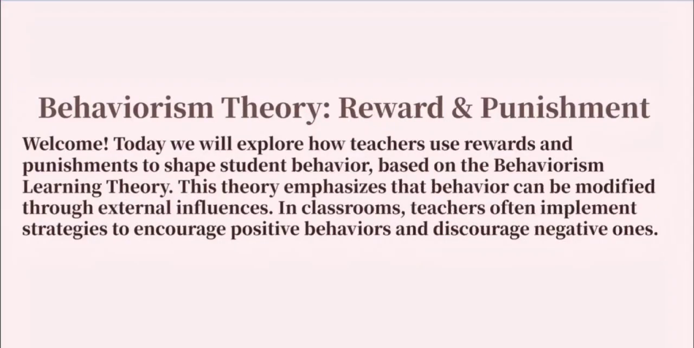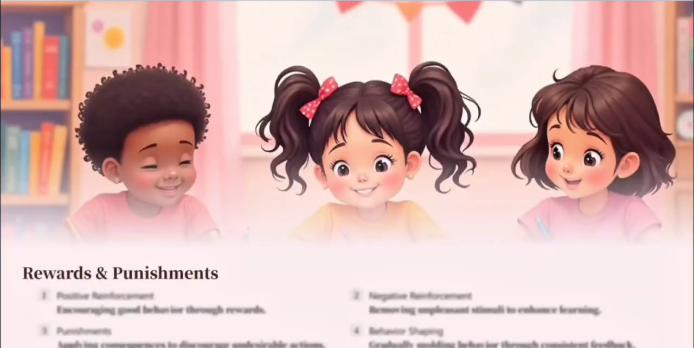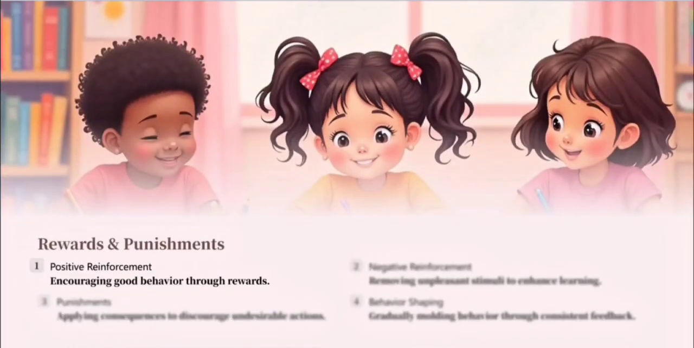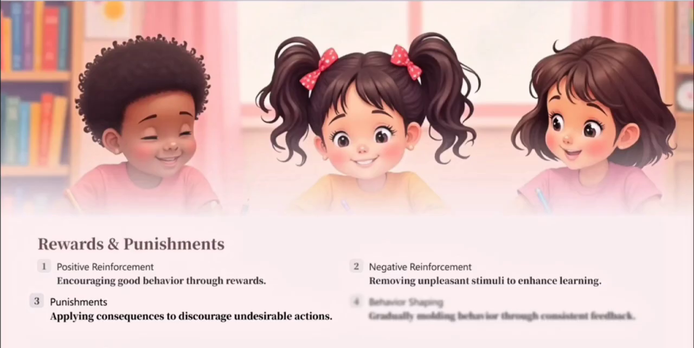Welcome. Today we will explore how teachers use reward and punishment to shape student behavior based on behaviorism learning theory. Rewards and punishment: positive reinforcement is encouraging good behavior through rewards. Negative reinforcement is removing unpleasant stimuli to engage learning. Punishment is applying a consequence to discourage undesirable action. Behavior shaping is gradually molding behavior through consistent feedback.